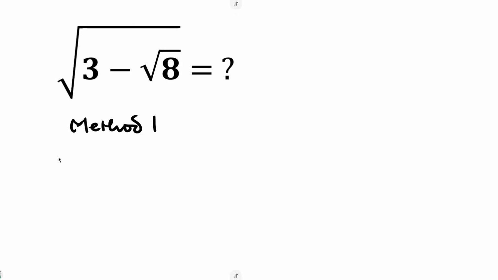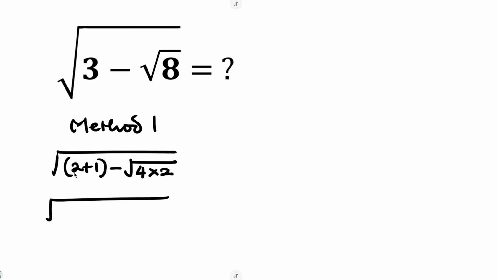For method 1, we have the square root of 3. 3 is same as 2 plus 1. Minus, we have the square root of 8. 8 is same as 4 times 2. So this becomes the square root of 2 plus 1, so 2 plus 1, which is 3, minus.